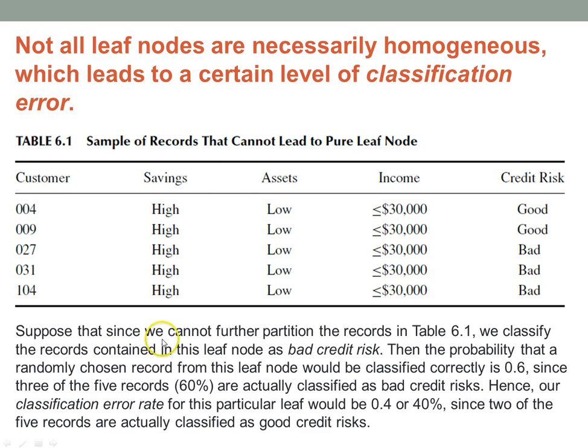So suppose that since we cannot further partition the records in table 6.1, we classify the records contained in this leaf node as a bad credit risk, right?